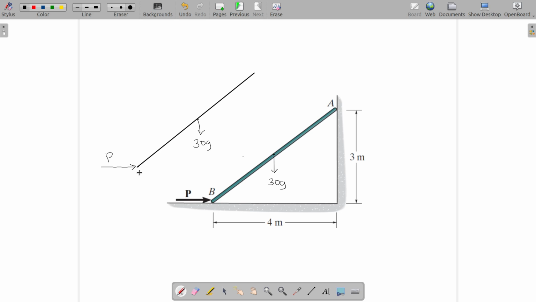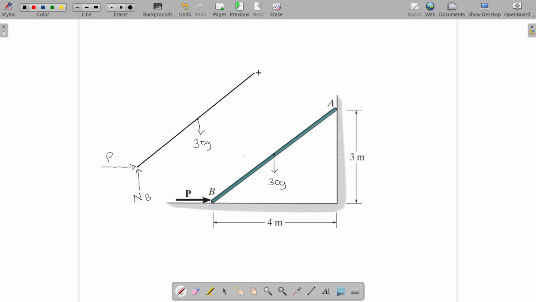and you have a normal force from the lower surface on the bar, which we will call NB. And here there is no frictional force, because it's already stated that this surface is smooth.